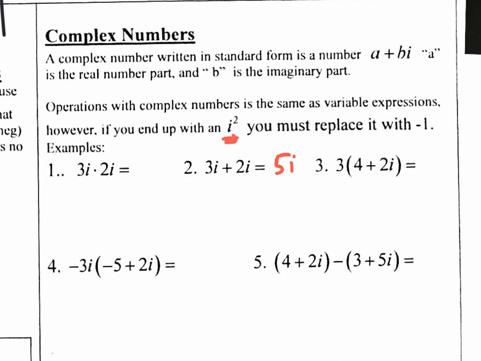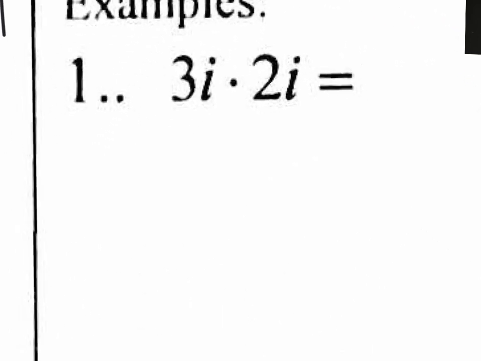Because you should know that I squared equals -1. So whenever you have an I squared, you must replace it with the -1. So just treat it like a regular x, a regular variable, and whenever you end up with that variable squared, that's where you have to replace it with the -1. So let's all take a look at number 1 right there.